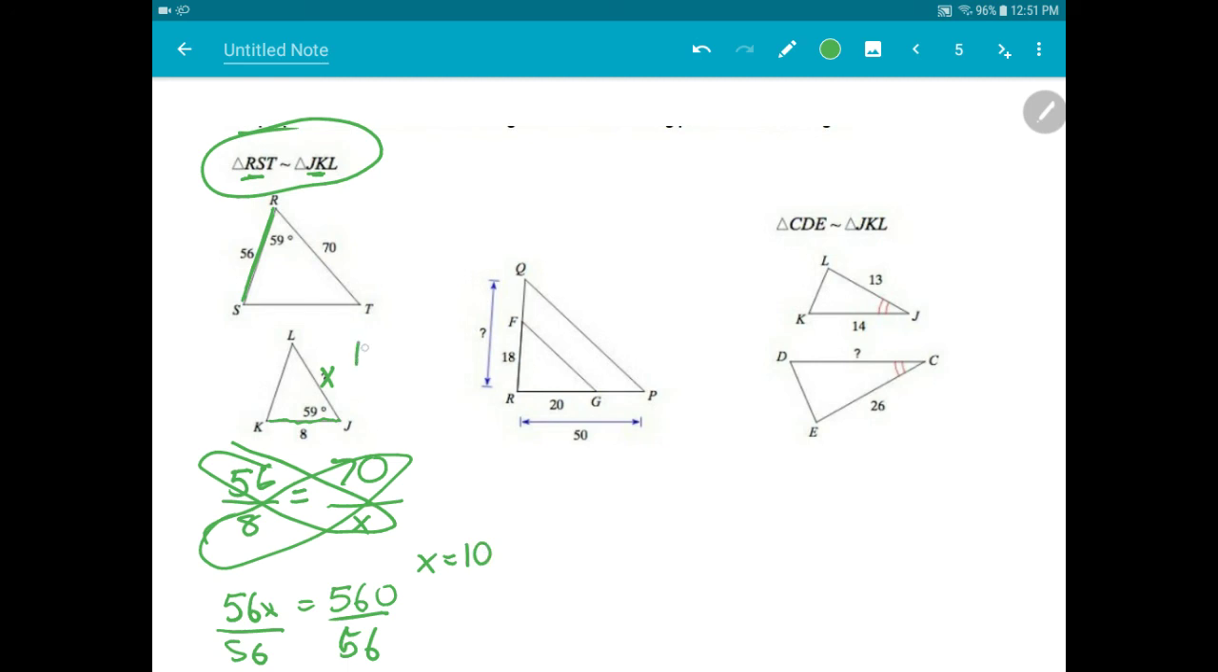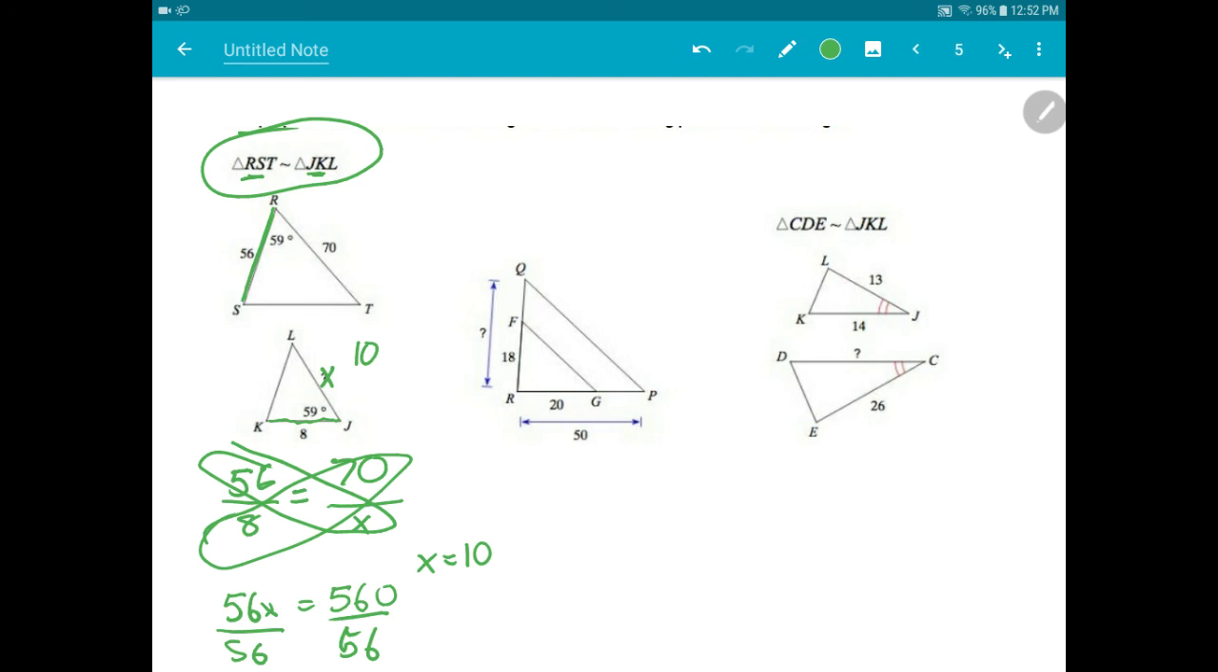Now if we look at our numbers there, we think, does it make sense? So 56 was the smaller of the 2 sides, 8's the smaller of 2 sides, it's a little bit bigger. Yeah, that sounds pretty good to me. 10 looks pretty good.